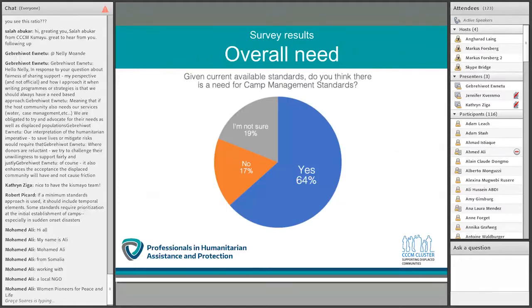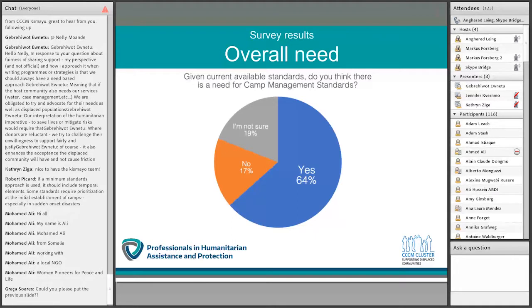But even taking this into account, because this may or may not be seen as a problem, a strong majority, 64%, saw a need for camp management standards, with 17% not seeing a need for them, and 19% saying, I'm not sure.